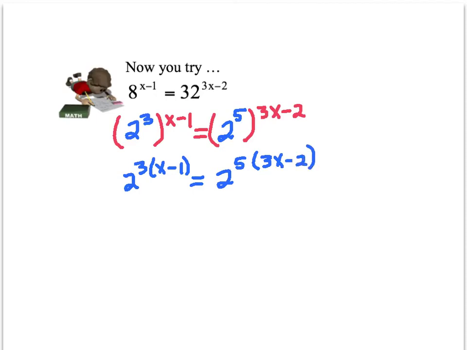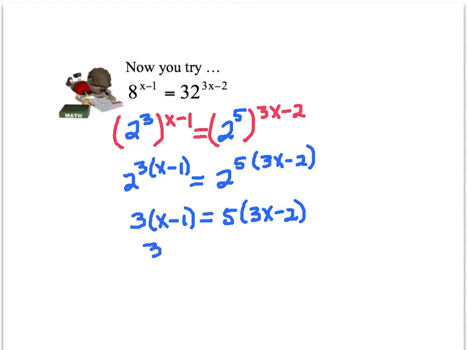All right, I have bases on both sides of the equal sign, and so therefore their exponents must be the same. I'm going to equate 3 times x minus 1 to 5 times 3x minus 2. And now we have a linear equation that we're going to go ahead and solve.